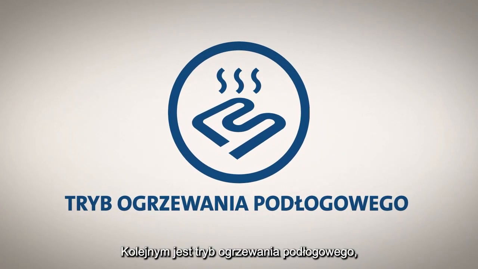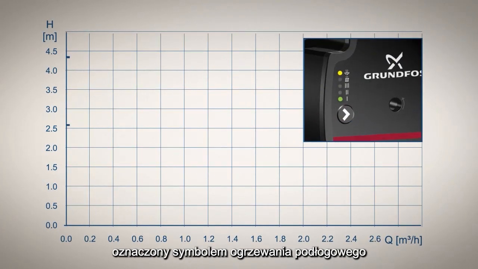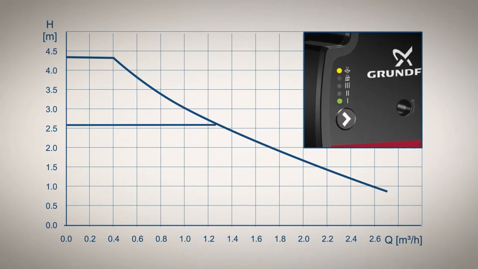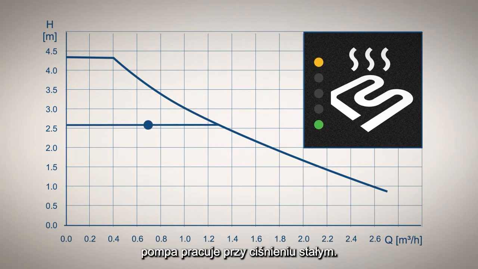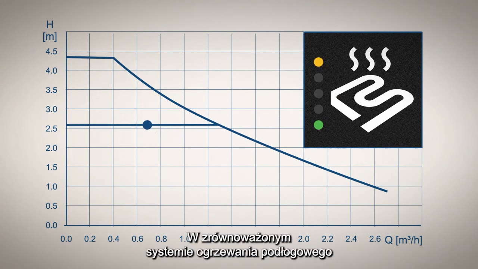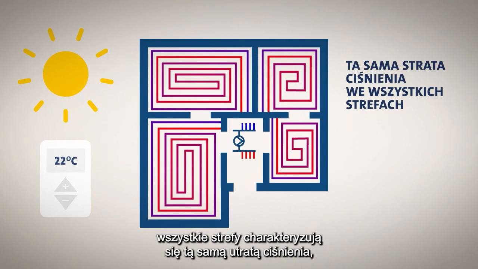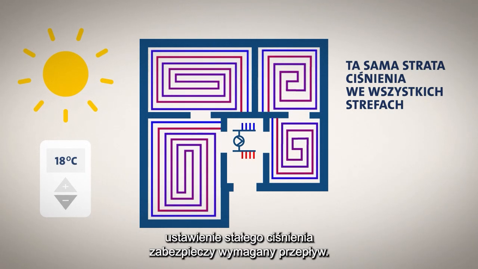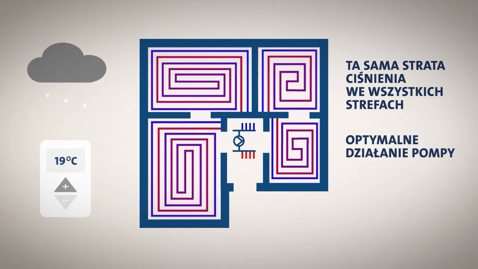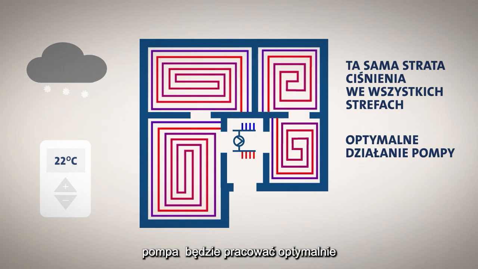Next up is the underfloor heating mode, which is indicated by an underfloor heating symbol on the user interface. When set to underfloor heating mode, the pump operates at a constant pressure. In a balanced underfloor heating system, all zones are characterized by the same pressure loss, so no matter how many zones require heat, the constant pressure setting will secure that the required flow is delivered. The pump will also find the most optimal pump operation for the underfloor heating system.